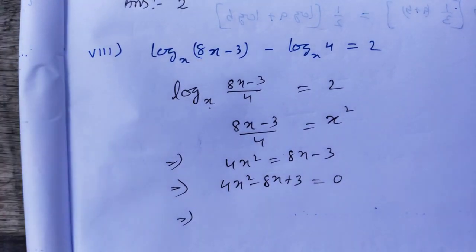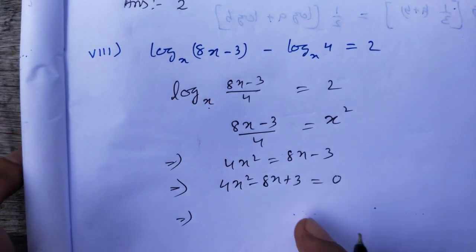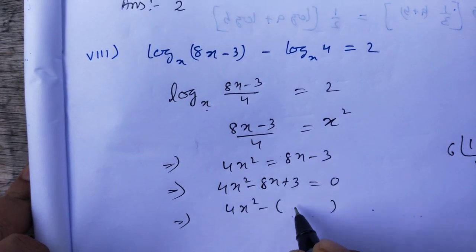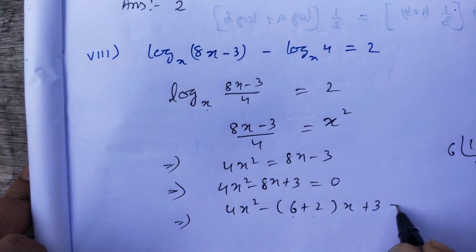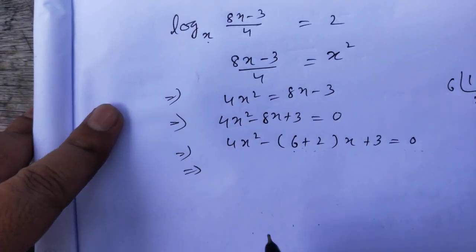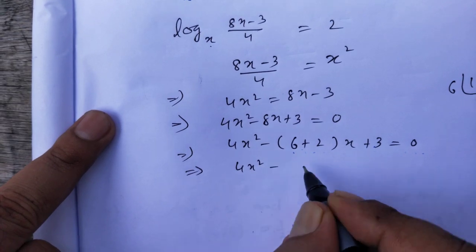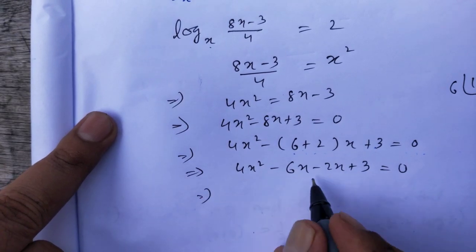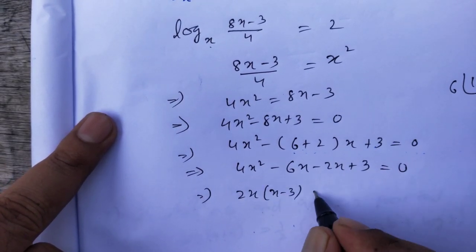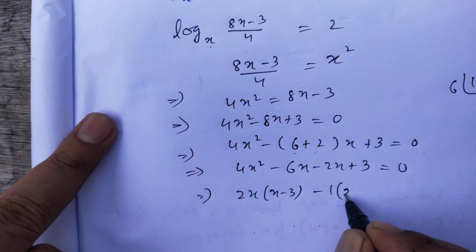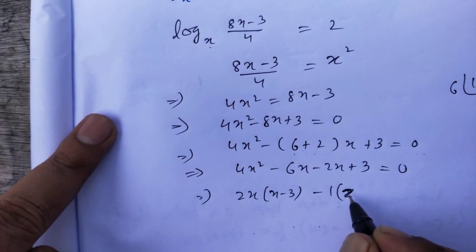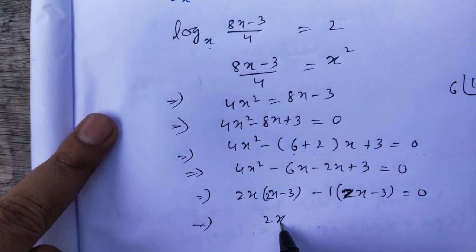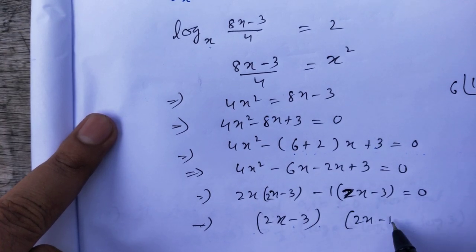So we have to do middle term factorization. 4, 3 is 12, okay? And 6, 2 is also 12. So we can write 6 plus 2. Now you'll get the answer. Here common is 2x, x minus 3, no common means 1, 2x, okay, 2x minus 3. So we're getting 2x minus 3, 2x minus 1 equal to 0.